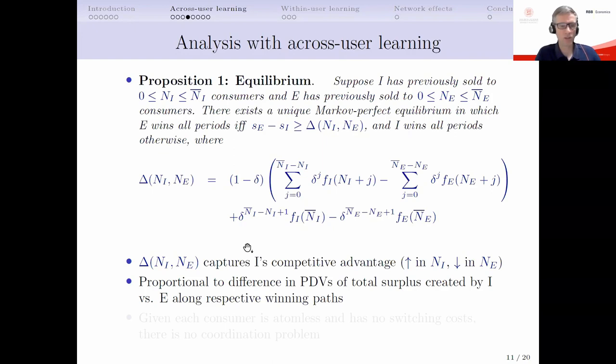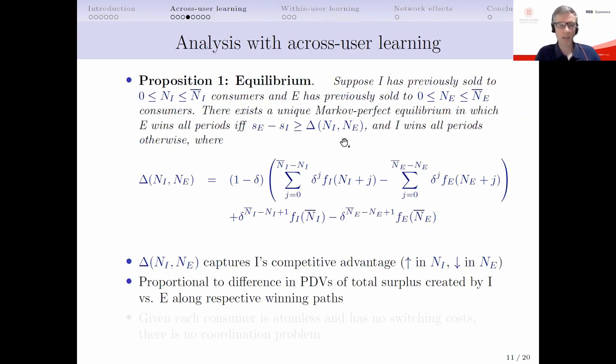And it's a measure of I's competitive advantage, because obviously the higher delta is, the higher the standalone value that E needs in order to win. And it's going to be increasing in the amount of data that I has, and decreasing in the amount of data that E has.